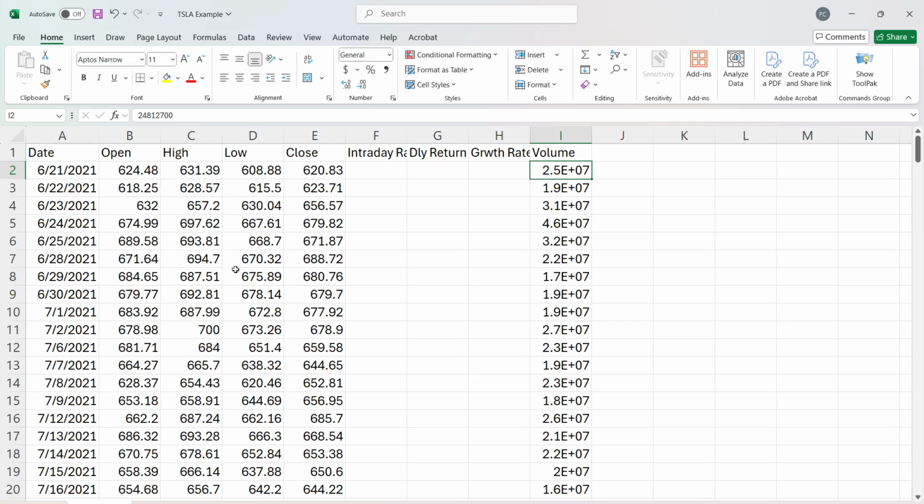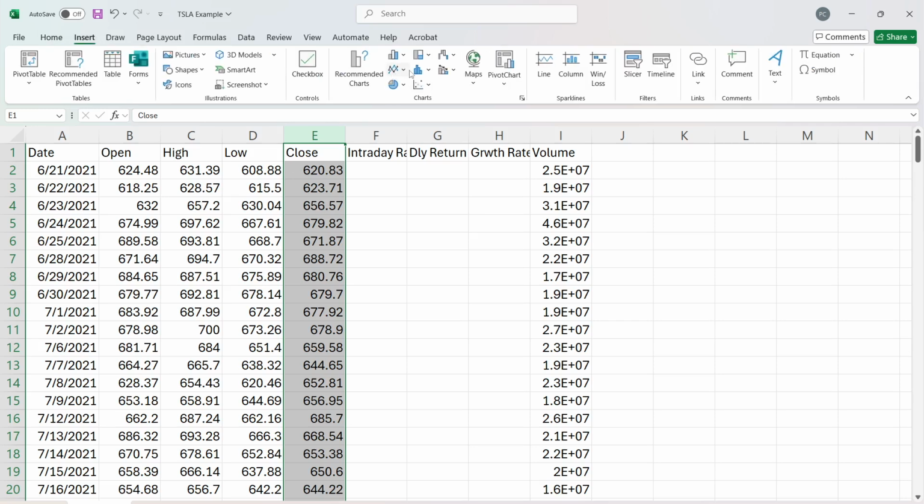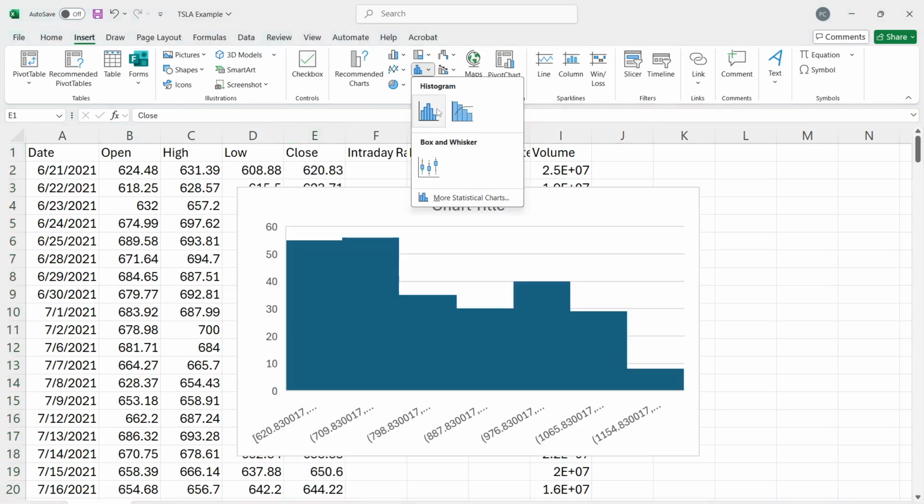So I'll imagine that I've never seen this data set before, and I'll go through and I'll say, open, high, low. The close is kind of interesting, so I'll highlight that. Go to Insert. Think about the type of plot that might be most interesting for these. A histogram is going to do a lot of work as far as looking at distributions of numbers. If I want to know the shape of the closing price distribution in general, I can do that.